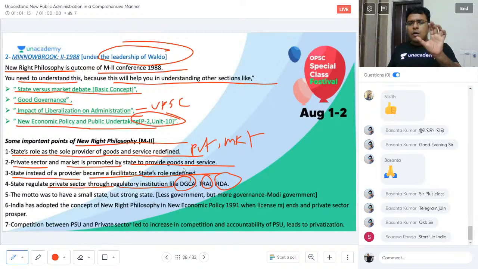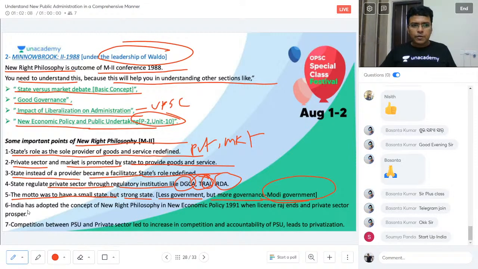I am just giving you a scenario. If in India only BSNL is there, that means no New Right philosophy. Now what happened? BSNL is there, and apart from BSNL there are 3, 4, 5 other telecom service providing companies, and the state plays the role of a regulator through TRAI, the Telecom Regulatory Authority of India. TRAI is making sure that citizens of India get mobile service in a cost-effective manner. So the state becomes a regulator. The motto was a small state but strong state, less government but more governance, minimum government, maximum governance, the Modi government.